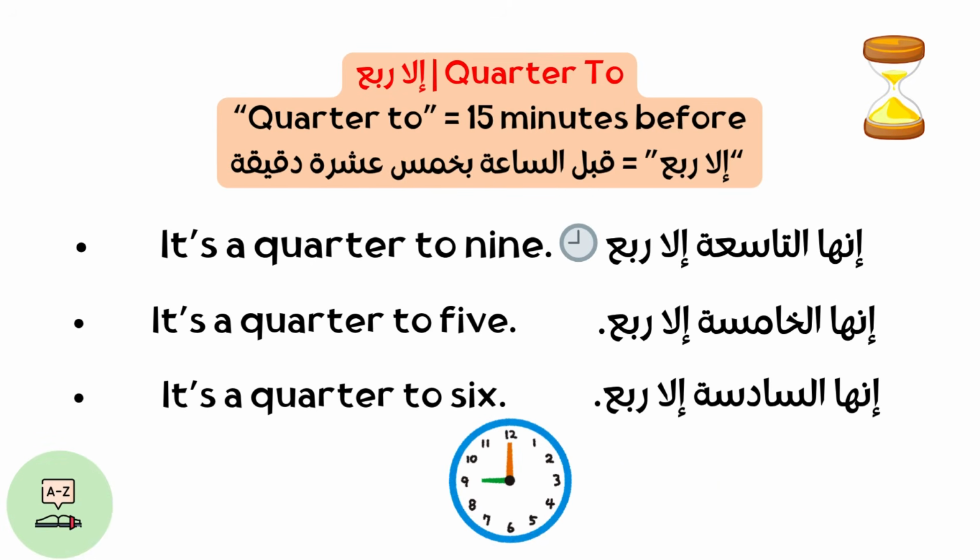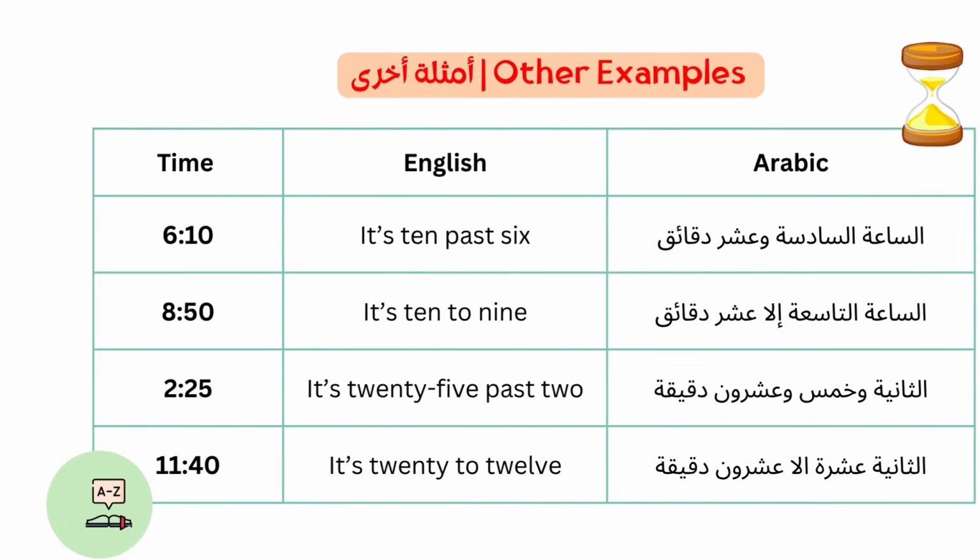Now, what if it's 15 minutes before the hour? We say a quarter to. For example, it's a 8:45. It's a 4:45. It's a 5:45. Great job so far.